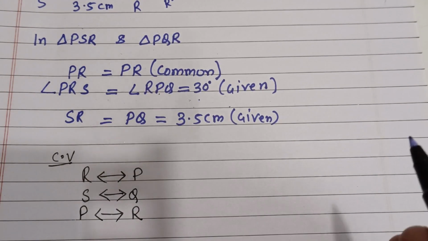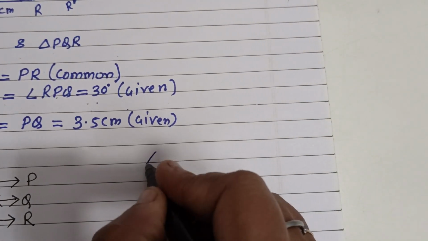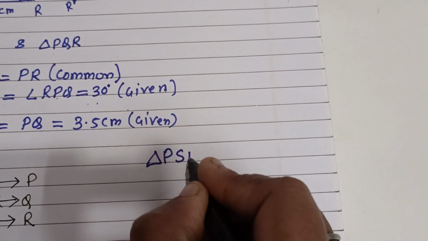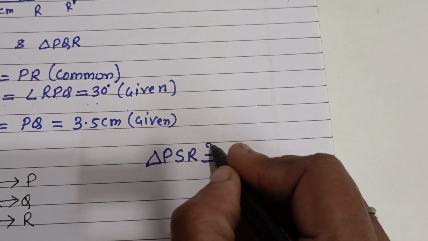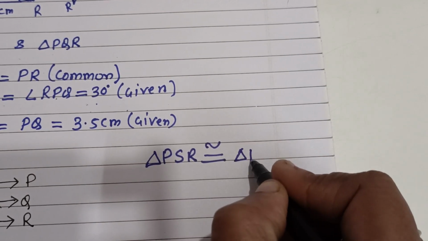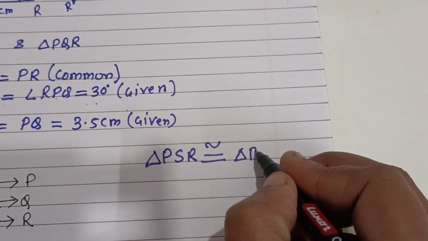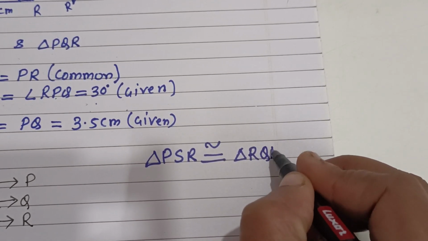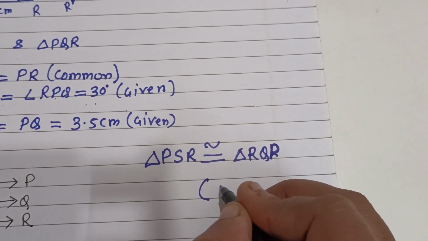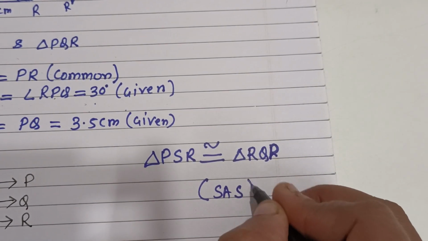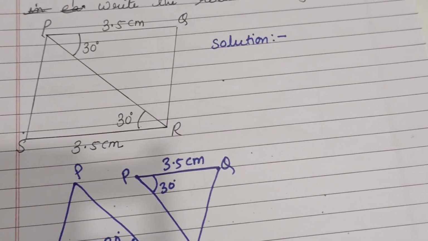Now I will write the result in symbolic form. So what will be the result in symbolic form? That is triangle PSR congruent to triangle RQP. By which congruence are they congruent? SAS congruence.